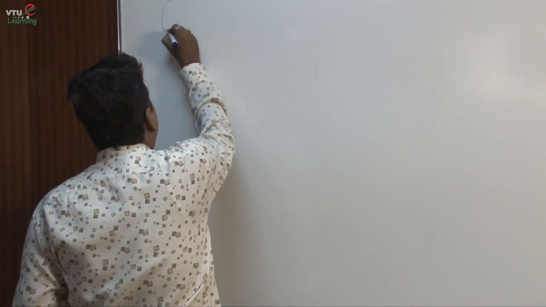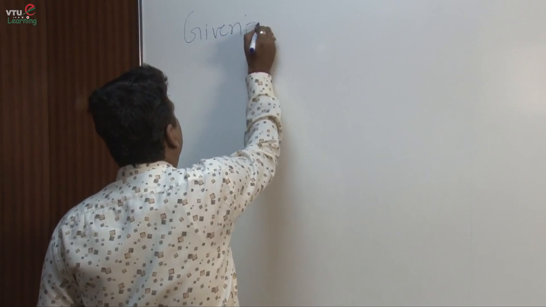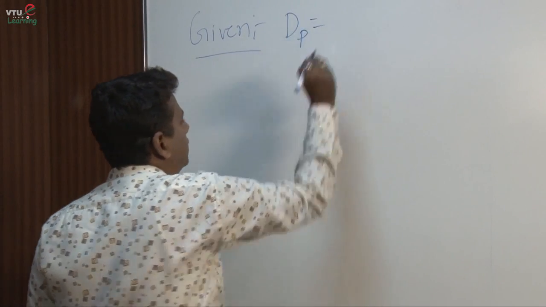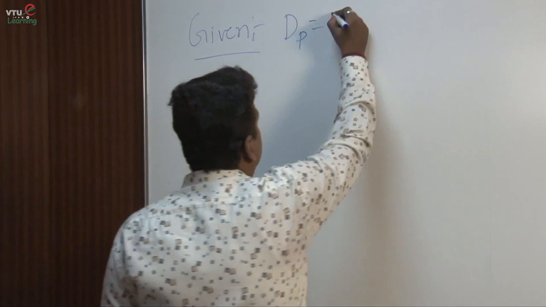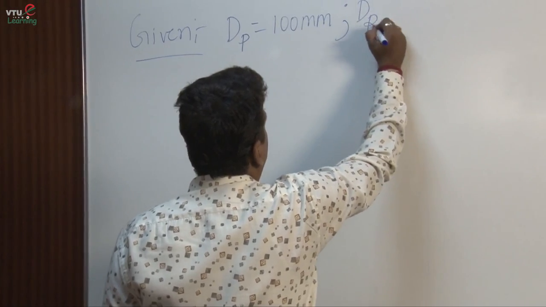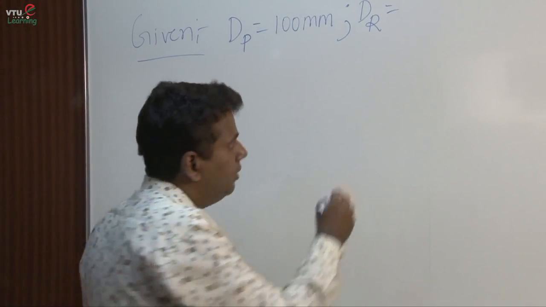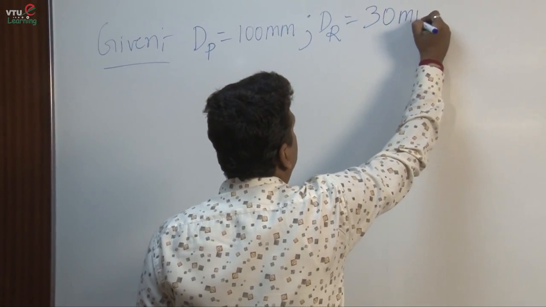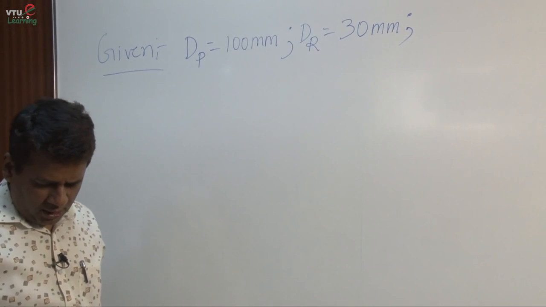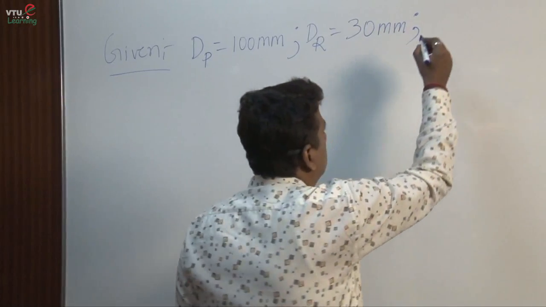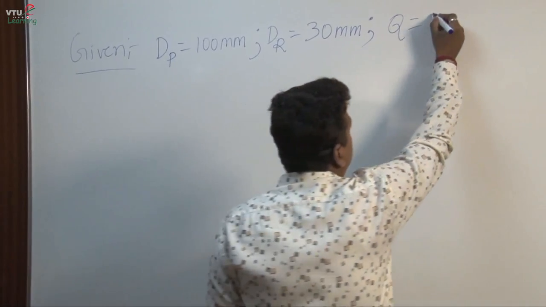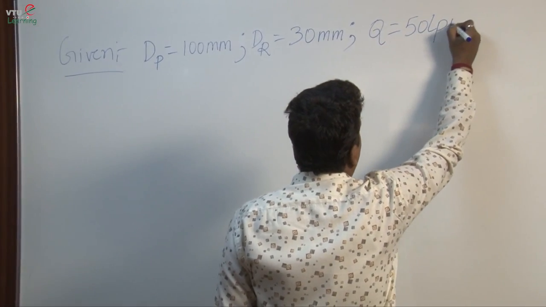So let us note down the given piece of information, right? The given information is diameter of the piston. So the diameter of the piston is 100 millimeter. Diameter of the rod is equal to 30 millimeter. The pump has the flow rate of Q is equal to 50 liters per minute.